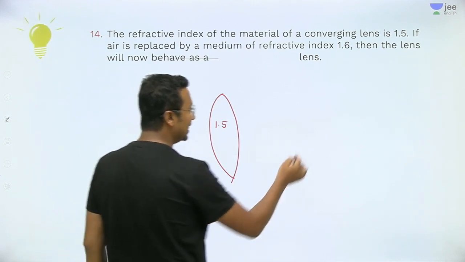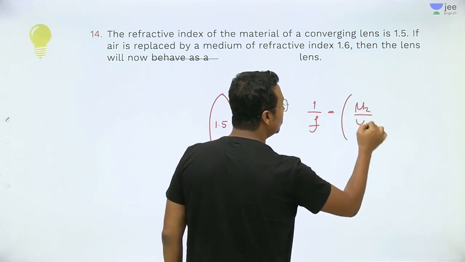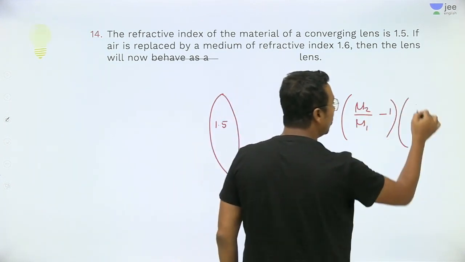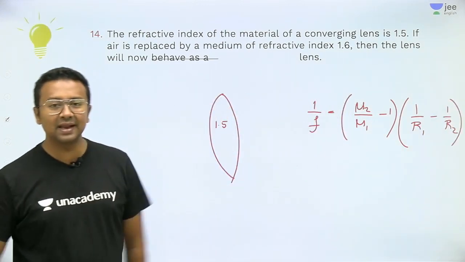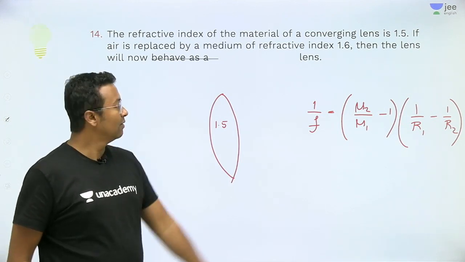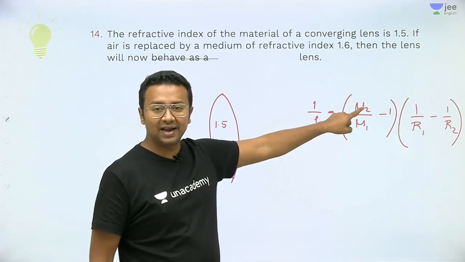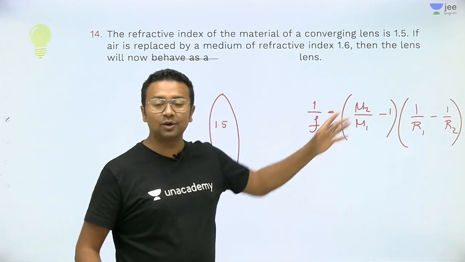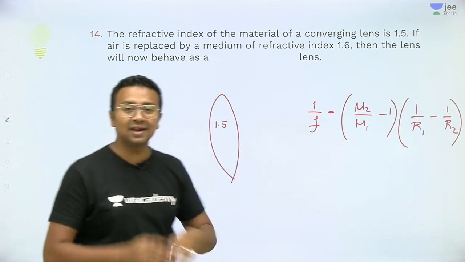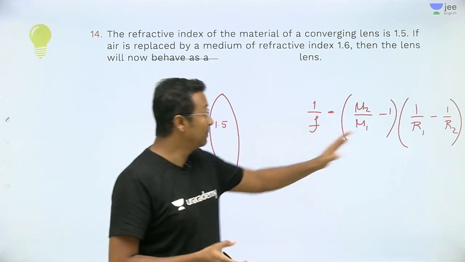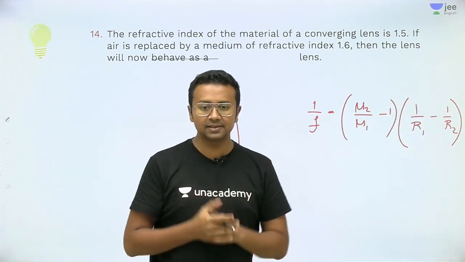Now, try and understand that 1 divided by focal length is given as (mu2 by mu1 minus 1) into (1 divided by R1 minus 1 divided by R2). We know this is my lens maker formula, where I determine the focal length of the lens as per the refractive index of the material with respect to the surrounding medium. Mu2 is the refractive index of the lens, mu1 is the refractive index of the surrounding medium, and these are the parameters of the lens.